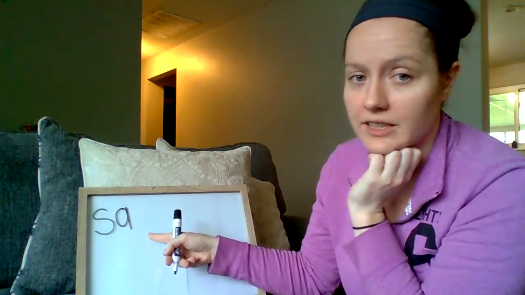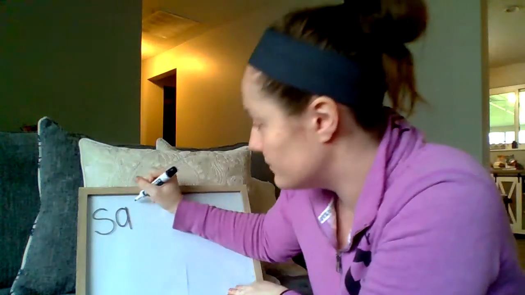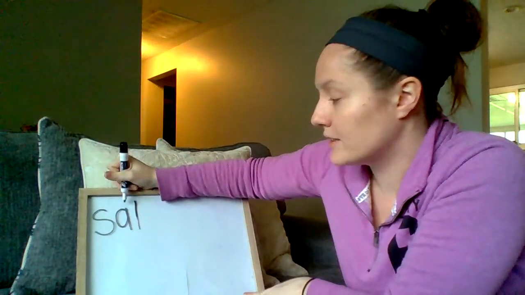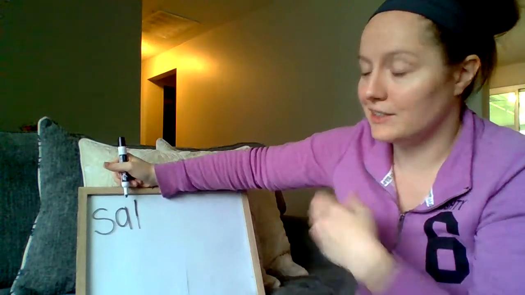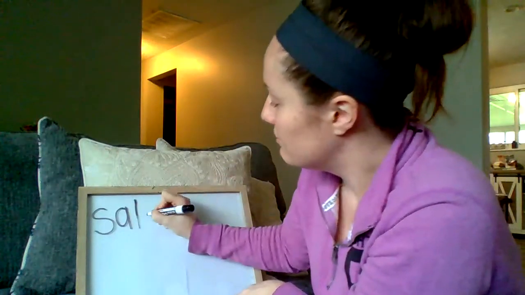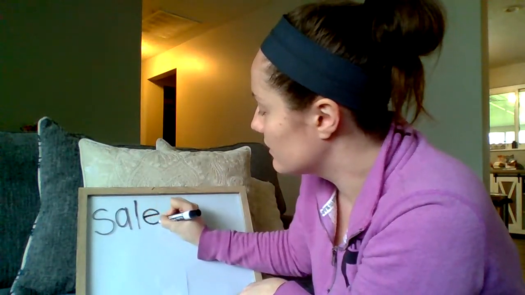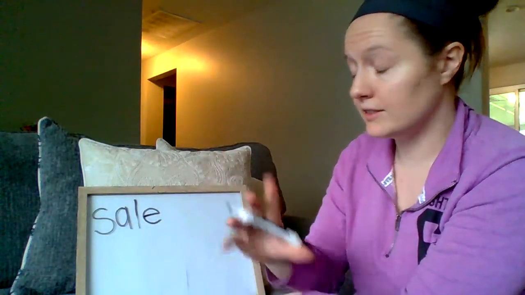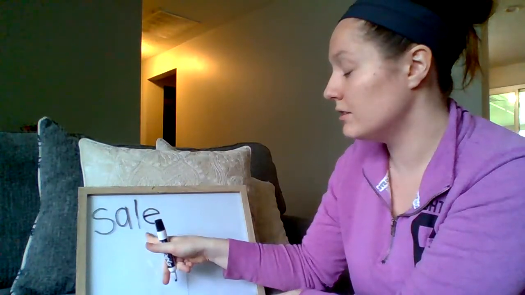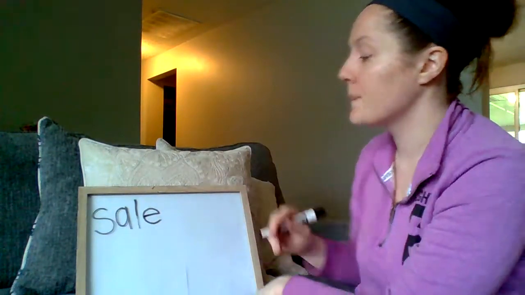S-A-L. Letter is L. Go back to your A. Was it a short or a long A? Long A. So then I need to add magic E or super E. Sound it out to make sure we have the right sounds. Sail. Sail. Time to rewrite it.